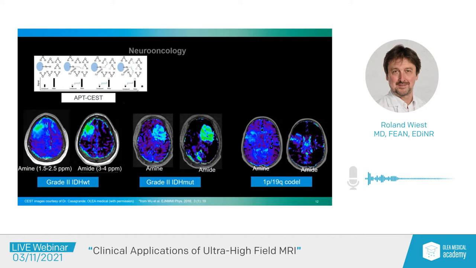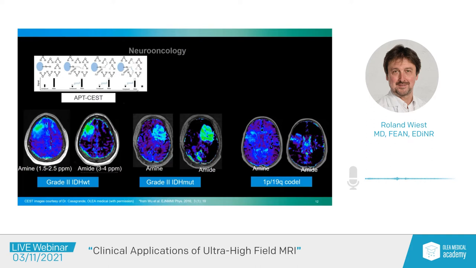And the group from Olea and also our colleague, Dr. Casagrande, together with colleagues from London, Dr. Massini, have recently shown that the IDH wild type almost has a higher amide-amine ratio compared, for example, to oligodendrogliomas, but also to the IDH mutant one. So this is a good marker, not only to separate different genetic profiles of a glioma, but also to see which of these tumors have a higher risk of progression.